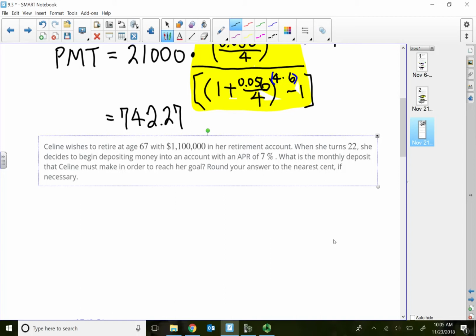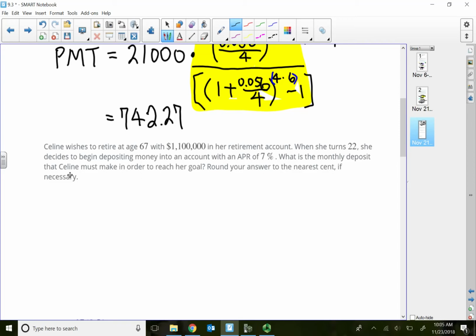All right, let's take a look at a different one here. This one is Celine wished to retire at age 67 with $1.1 million in her retirement account. When she turned 22, she decided to begin depositing money into an account with an APR of 7%. What is the monthly deposit?